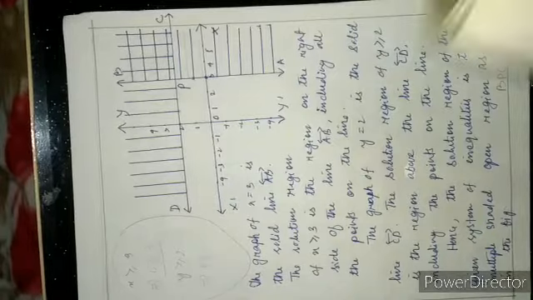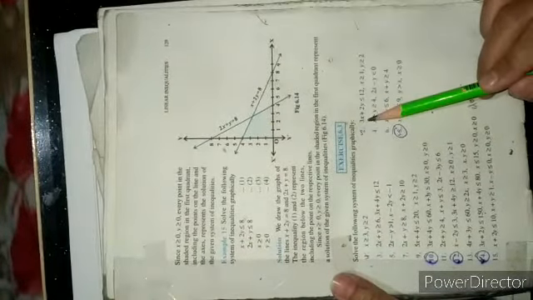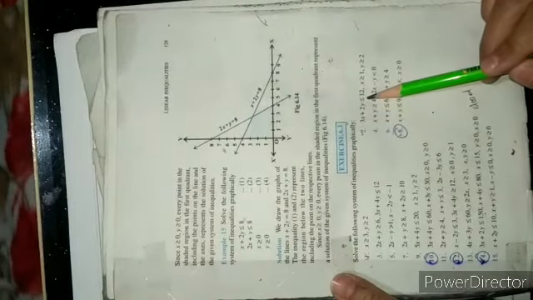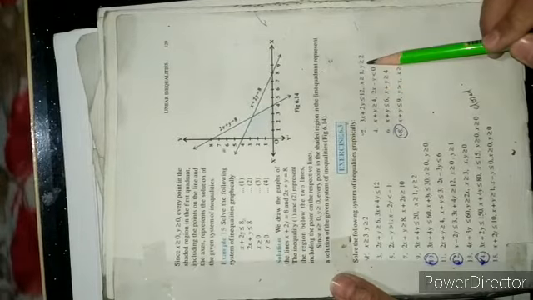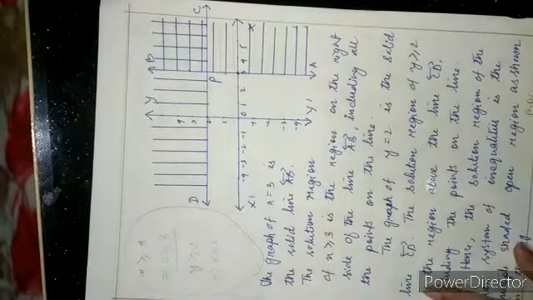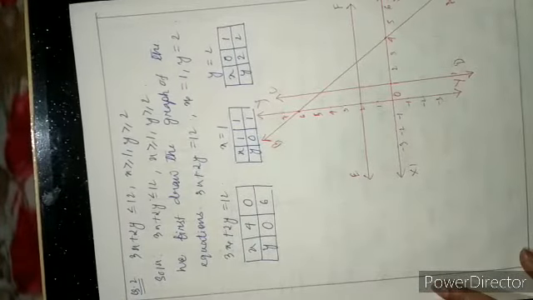Next question. Question number 2. Find the solution region of the inequalities 3x plus 2y less than or equal to 12, x is greater than or equal to 1, and y is greater than or equal to 2.